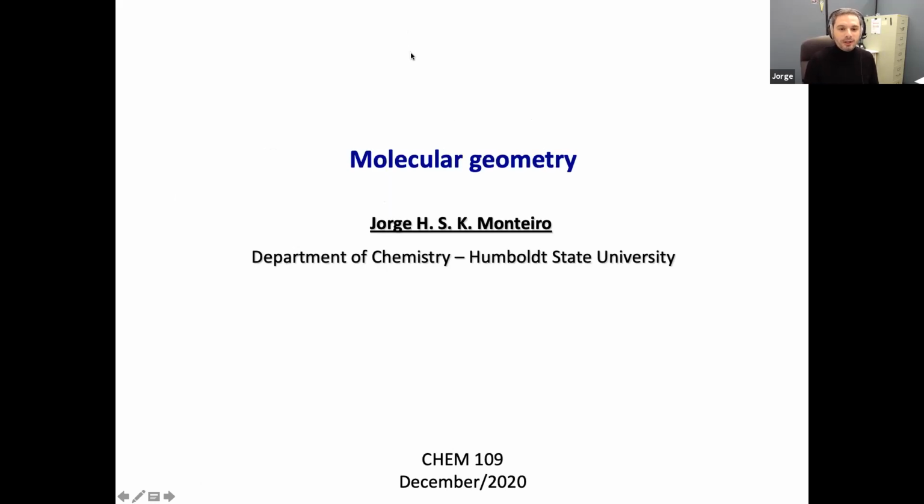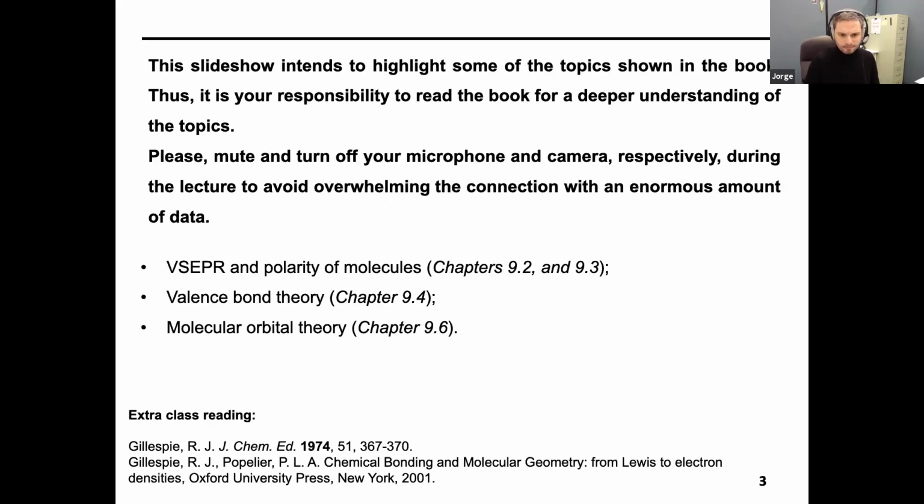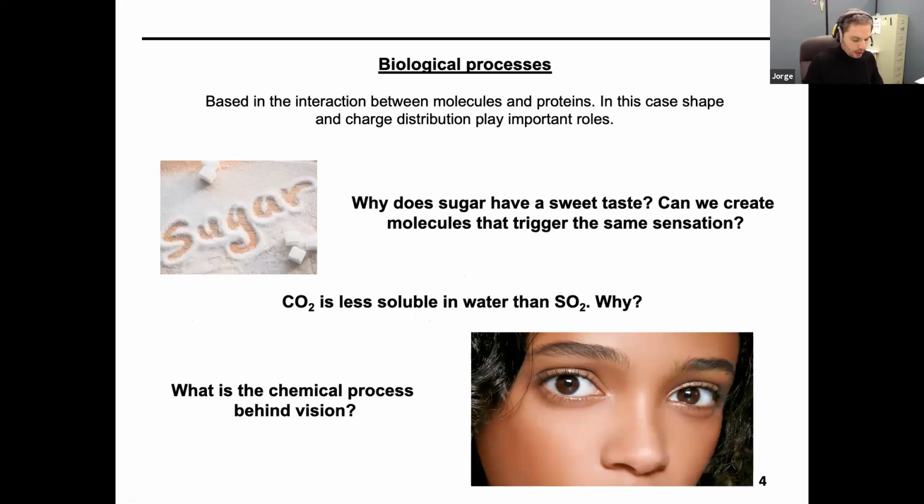The topic for today is molecular geometry, okay? And that's going to be chapter number 9. We will cover VSEPR and polarity of molecules. However, unfortunately, we will not have time to talk about valence bond theory, neither molecular orbital theory. If you wanna read about it, it's going to be chapters 9.4 and 9.6. Okay. All right. With that being said, let's move on to molecular geometry.